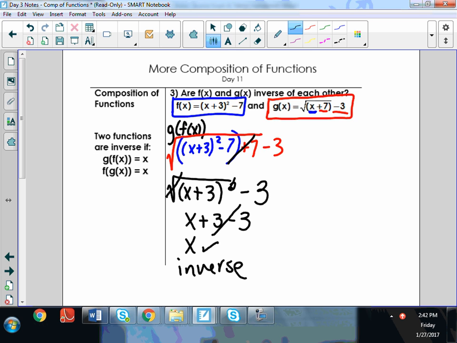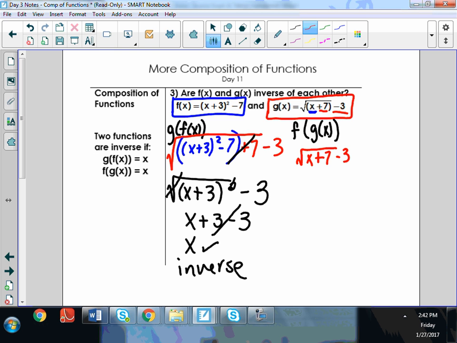Okay, so the setup on this one's just a little bit harder because they're a little bit bigger functions. So on this one, we're going to find f of g of x. So I start with the one that's inside, the square root of x plus 7, and I have minus 3 on the outside.